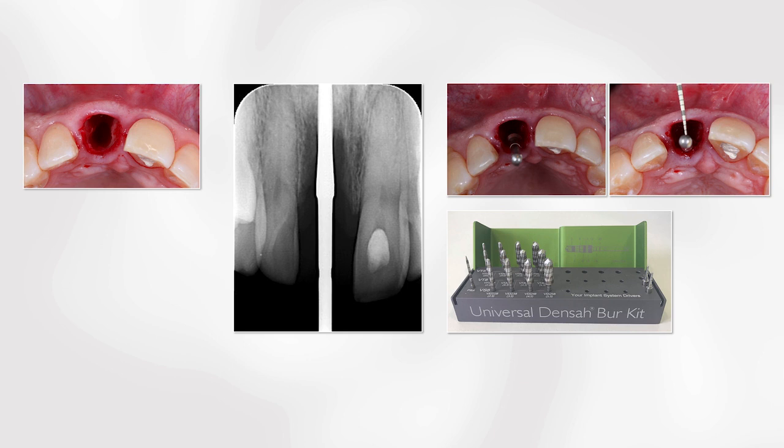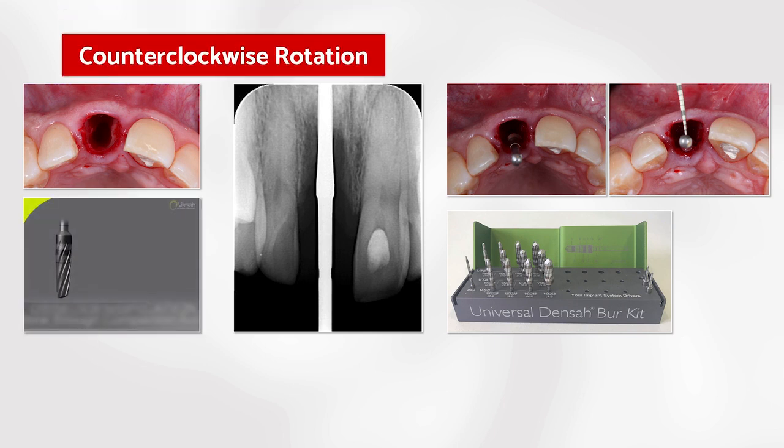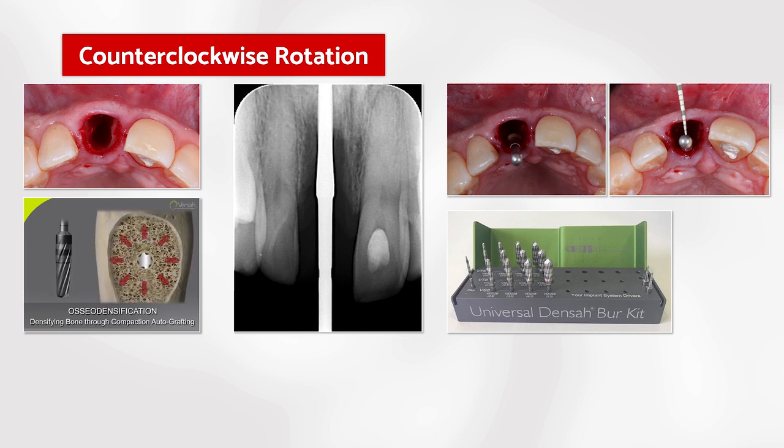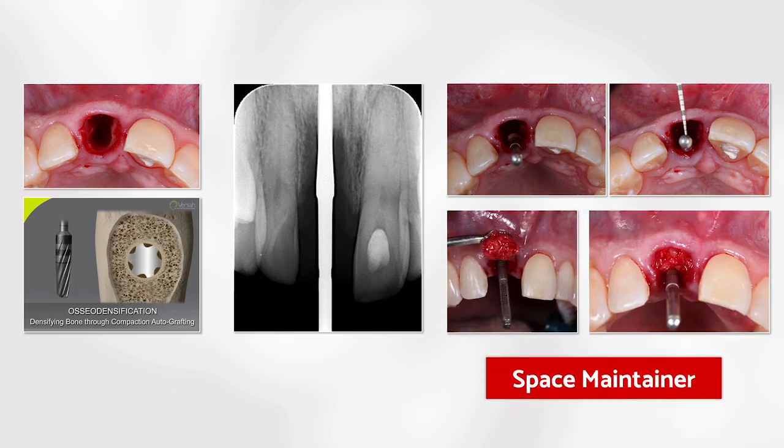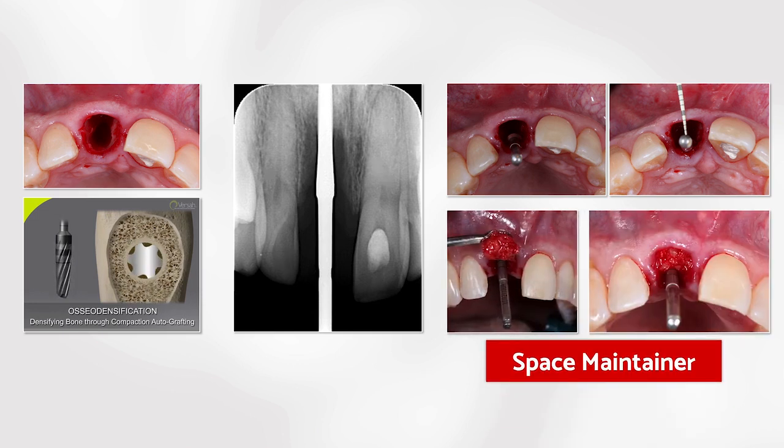After minimally invasive dental extraction, the implant site preparation was performed, always seeking the palatal wall, using the Densah bur kit in a counterclockwise rotation. Here we are densifying bone through compaction of autografting. And after site preparation, bone was packed inside the socket. But take a look that we kept the last drill in position to allow us the bone compaction.